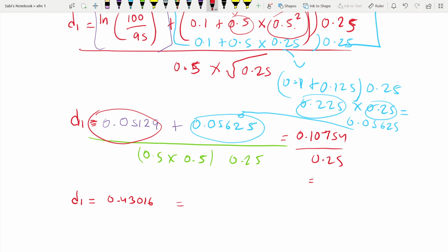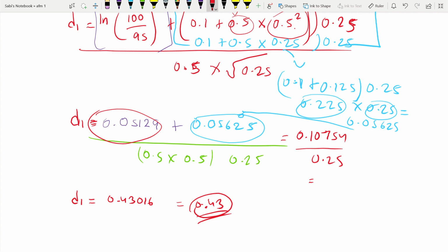My question is this: stop. Don't be in a hurry to finish a calculation. Understand? Stop at each stage and ask yourself, is it correct? Did I forget anything? I told you D1 can be only taken to 2 decimal places. This is 5 decimal places. So round up: 0.43. This is your answer. That's it. D1 is 0.43. Only this much you can take, 2 decimal places.